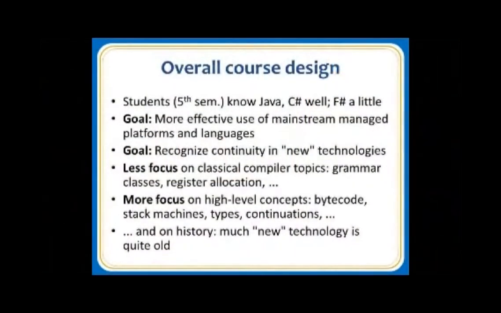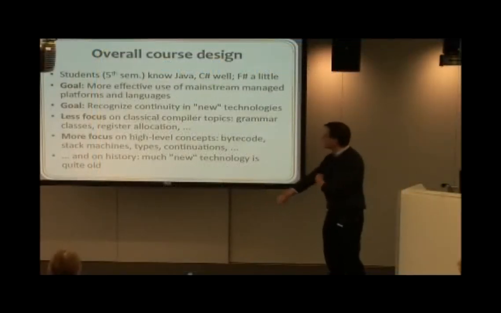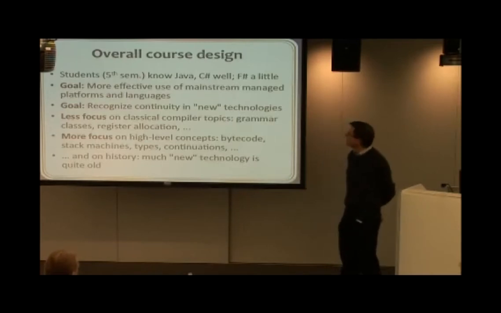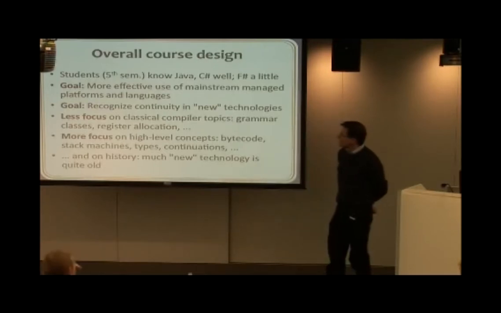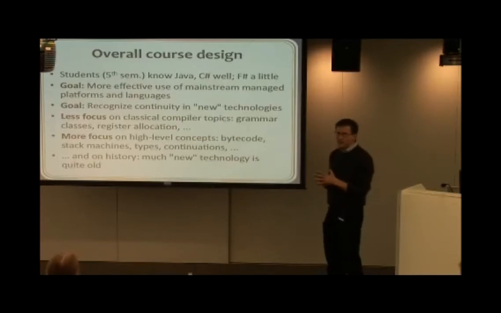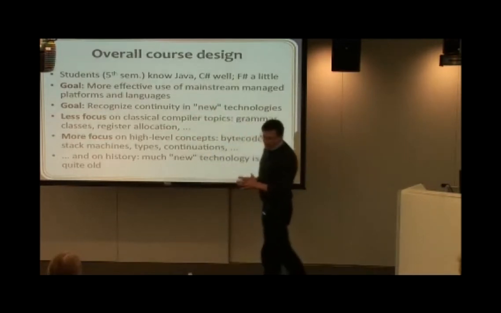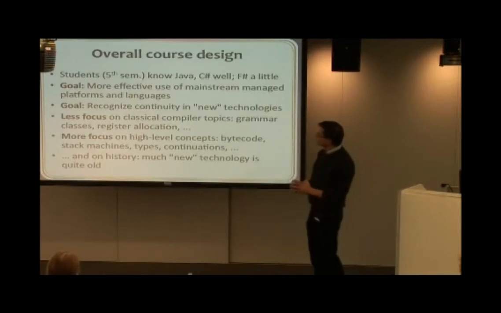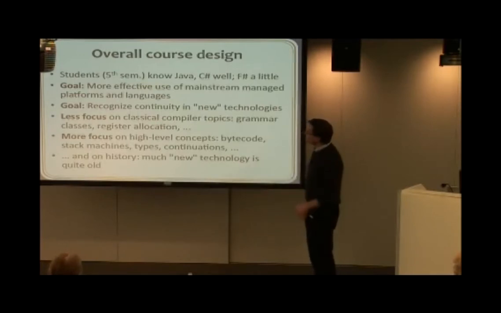So the overall course design is that the students are in their fifth semester in this software development education. They already know Java and they know C-sharp well. They have done big projects in both of them. And they've learned a little F-sharp at this point when they take the course. The goal of the course is to give the students a stronger understanding of the tools they're going to use in their job, namely programming languages, and in particular what you could call modern mainstream languages. So they should be able to make more effective use of their primary tools.